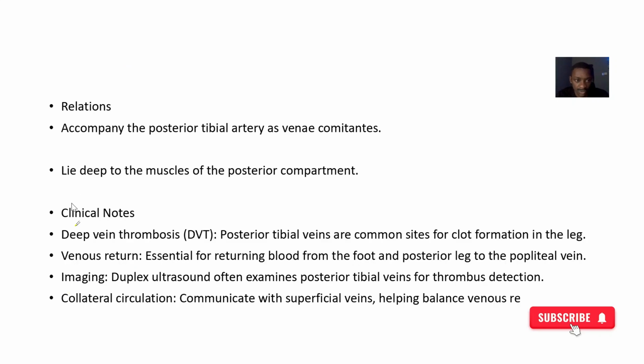Okay, so we'll learn about the anatomy of this vein because it could be affected by deep venous thrombosis. We'll learn about it so that we can understand venous return, how it is important in imaging, and also collateral circulation.